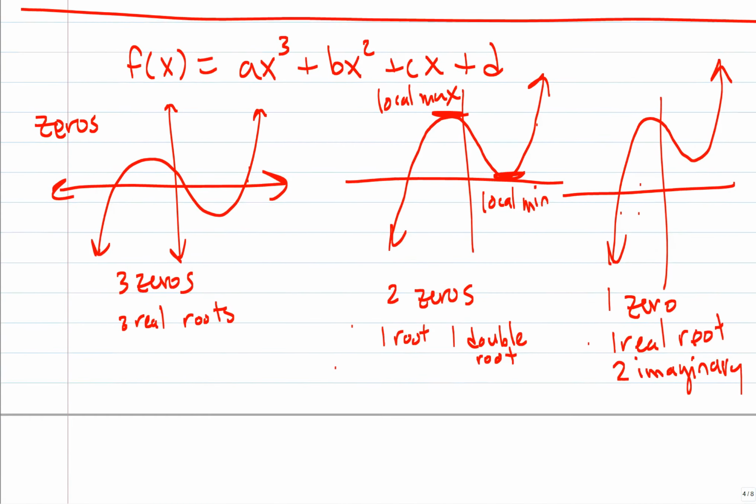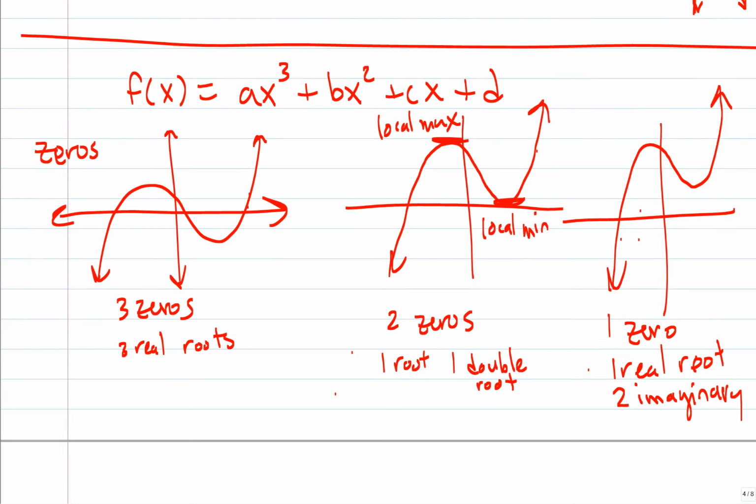What else? Well, let's talk about the zeros specifically. If I have ax to the third plus bx squared plus cx plus d, that would be an x cubed, okay? We already said you can have up to three zeros. Does that mean you have to have three? No. You could have three zeros here. That's where it comes up. One, two, three. One zero, second zero, third zero.